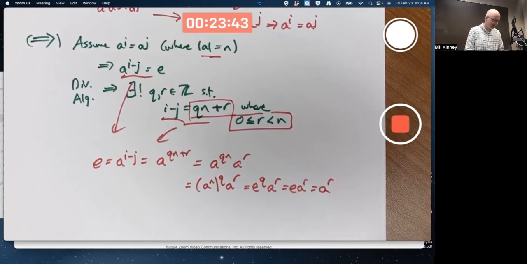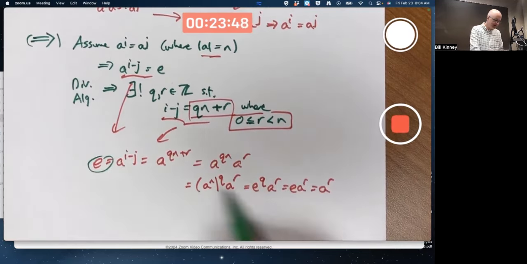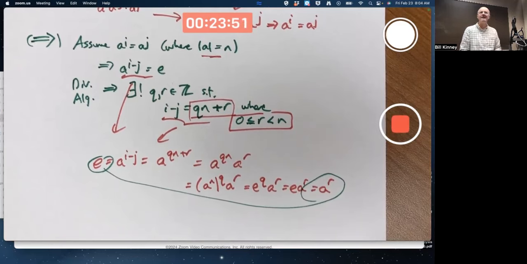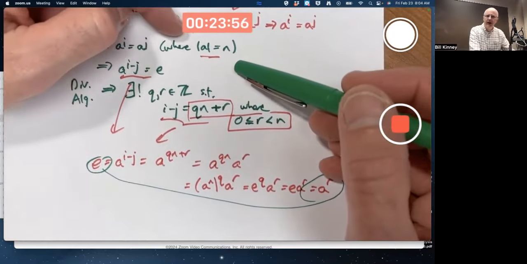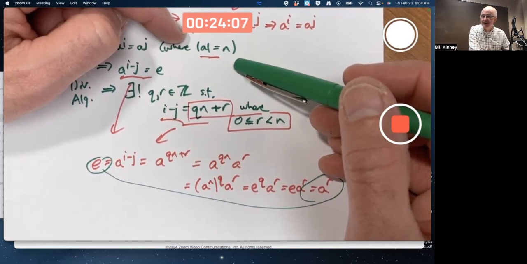So what do we have here? We have the identity equals a to the r. Now think. The order of a being n doesn't just mean a to the n equals e. It means more than that. What else does it mean to say the order of a equals n? For example, the order of a being 6 doesn't just mean that a to the 6th equals e. a to the 12th would equal e, a to the 18th would equal e, yep.